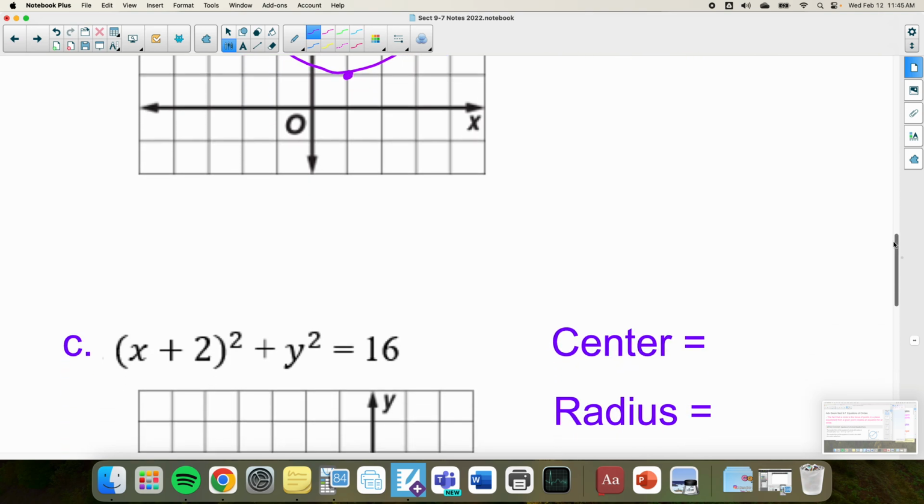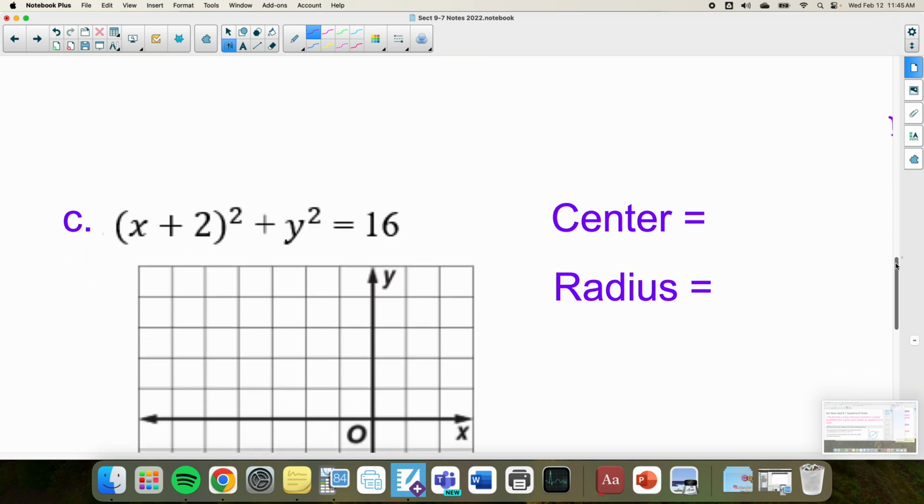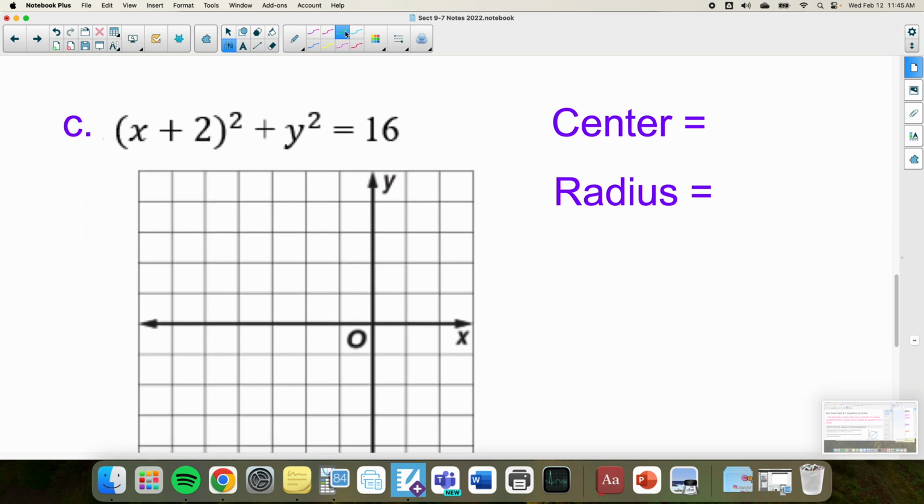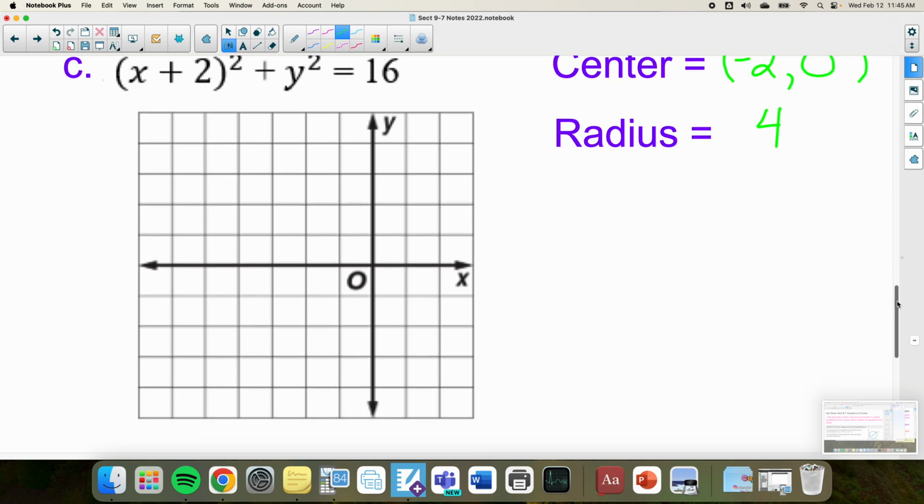All right, if we go down to this one, what is my center? Yep, and what is my radius? 4, very good. So I'm going to go to -2, 0, and then I'm going to go 4 in all 4 directions. 1, 2, 3, 4 with a dot, and so on for each direction, and then just make the best circle that you can.